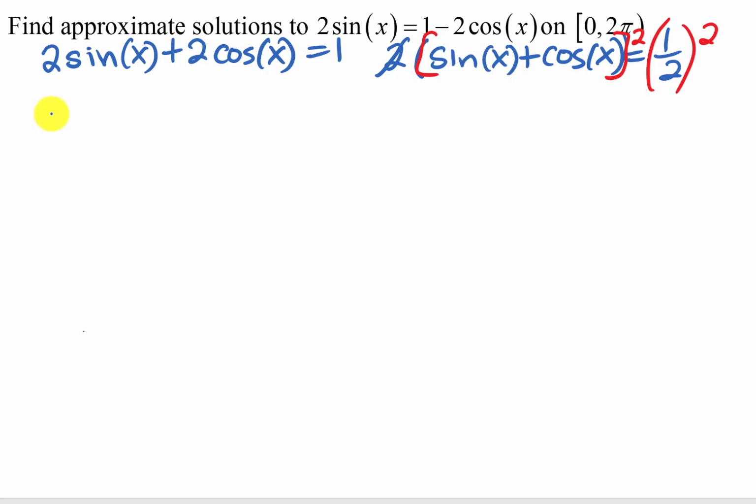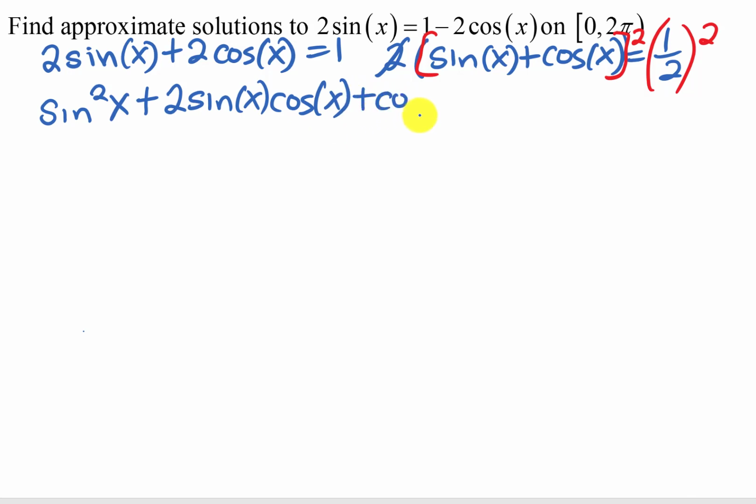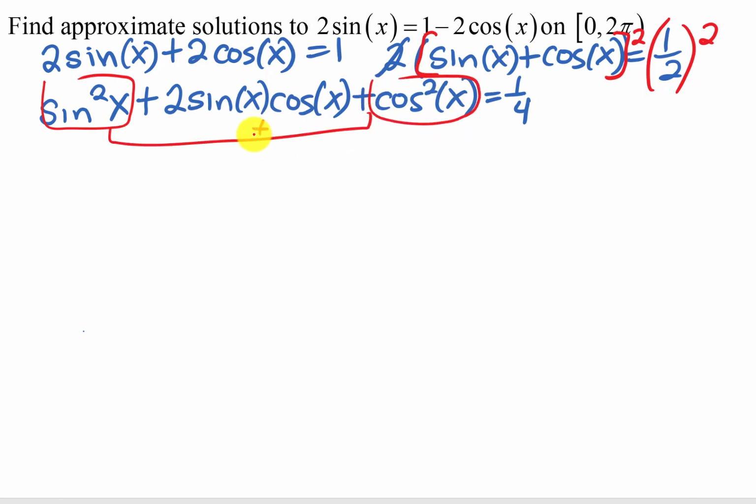First term squared is going to be sine squared x. If we multiply these together, we get sine x cosine x, and that's outers and inners, so there's going to be two of those. Sine x cosine x, and then last times last will be plus cosine squared x, and that will equal, squaring the other side, 1/4. Well, I see one of my favorite trig identities here. I have sine squared x plus cosine squared x, so that will equal 1.